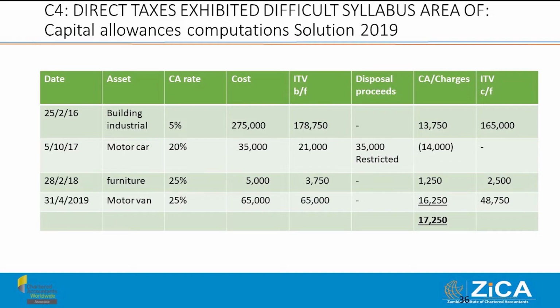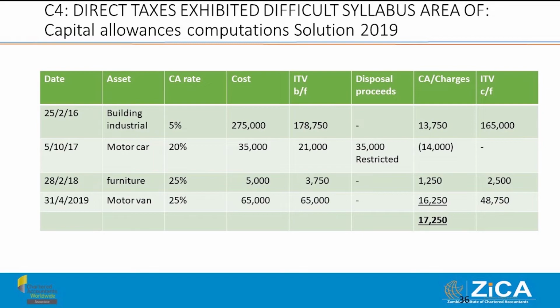And lastly, when you look at a motor van which was bought in 2019, which is the same year, you are entitled to 25% capital allowances at the cost of 65,000. And that works out to be 16,250. You will note that here the ITV and the cost is the same because you have not claimed anything. You have just started. So your ITV becomes 48,750.